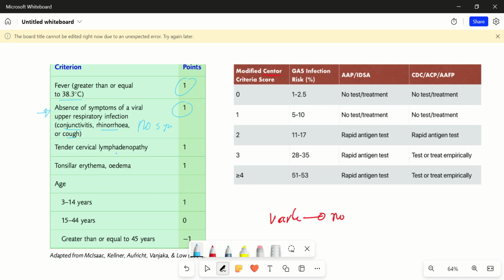Tender cervical lymphadenopathy, you will give another 1 point. Tonsillar erythema or edema, you will give another 1 point. Even if they mention abscess, something like this, you will give direct antibiotic.